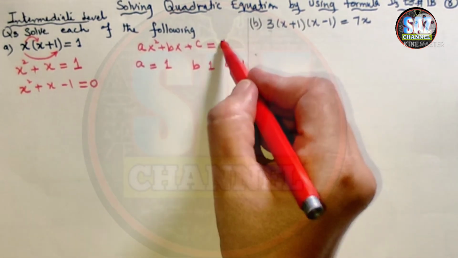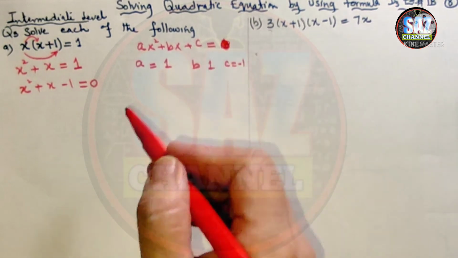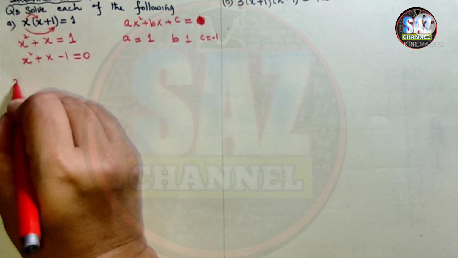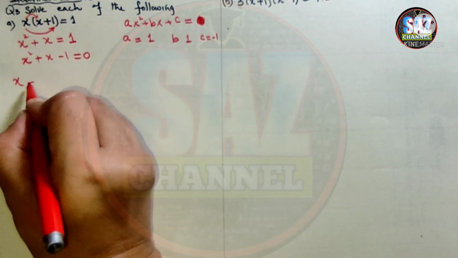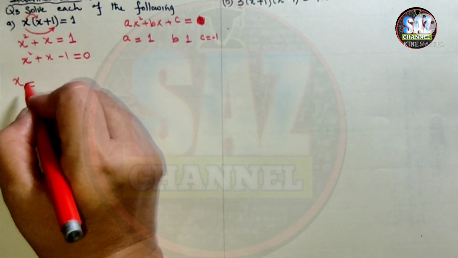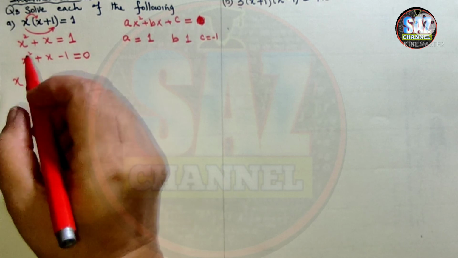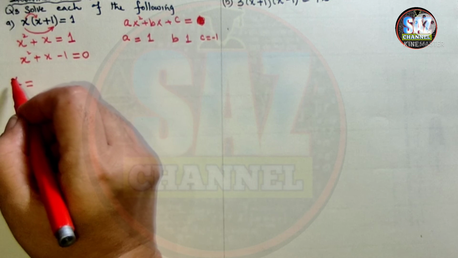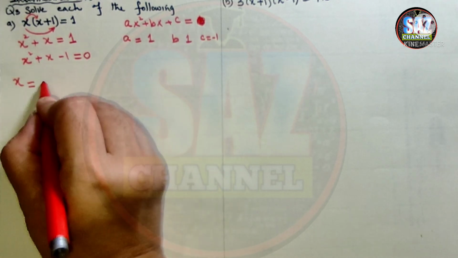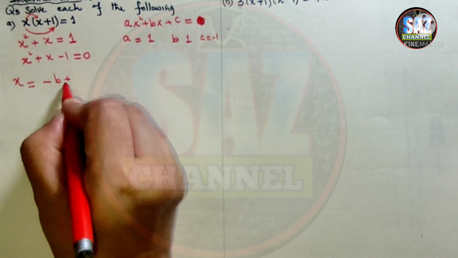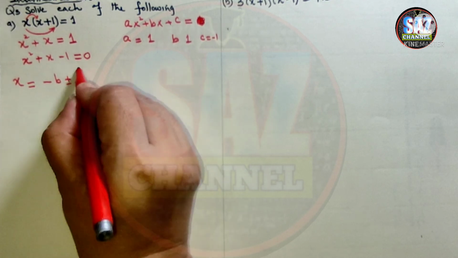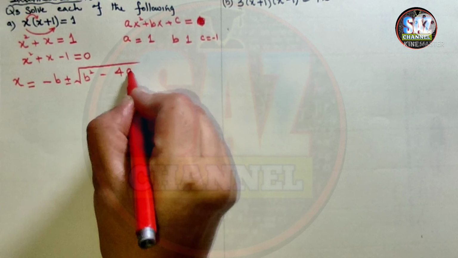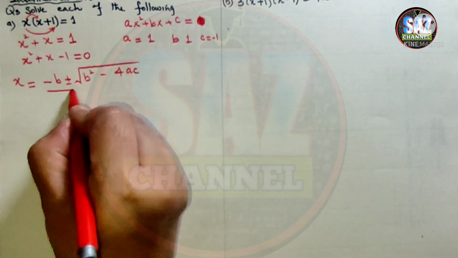Now after comparison, we have to insert the values in the quadratic formula, which is x equals to. This is a common error: most of the students are not equating this formula with the variable of the question, and that is incorrect. x equals to minus b plus minus square root of b square minus 4ac upon 2a.